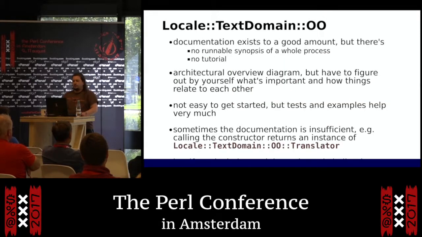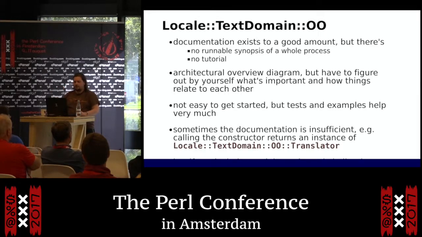Locale::TextDomain::OO is our second candidate. Documentation exists to a good amount, but there's no runnable synopsis of the whole process. There's only bits and pieces. There's also no tutorial which teaches a whole process from the start to the finish. Instead, you get an architectural overview diagram. It looks like this in the documentation. You can't oversee it, but you then have to figure out by yourself what's important here and how things relate to each other.